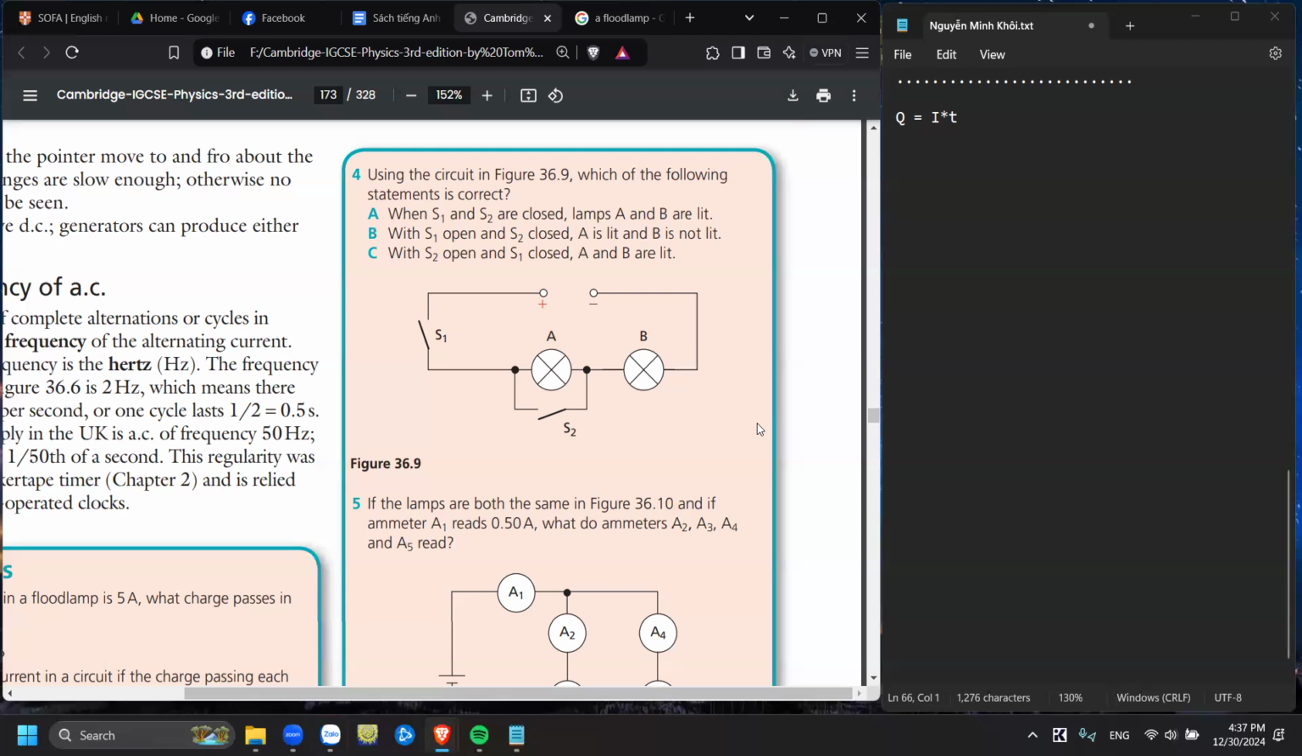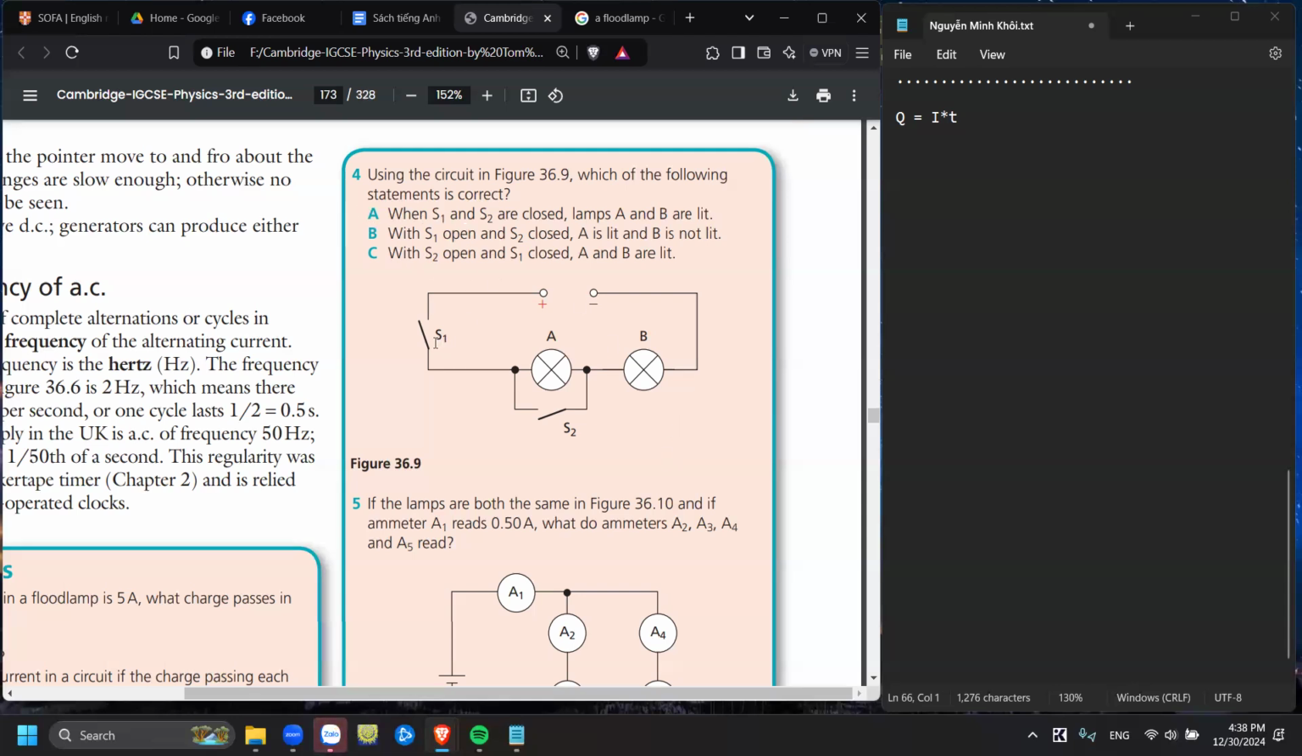When S1 is open and S2 is closed, and S1 open. Is B correct? I think B is correct. It's either A or B. So let's look at A now.